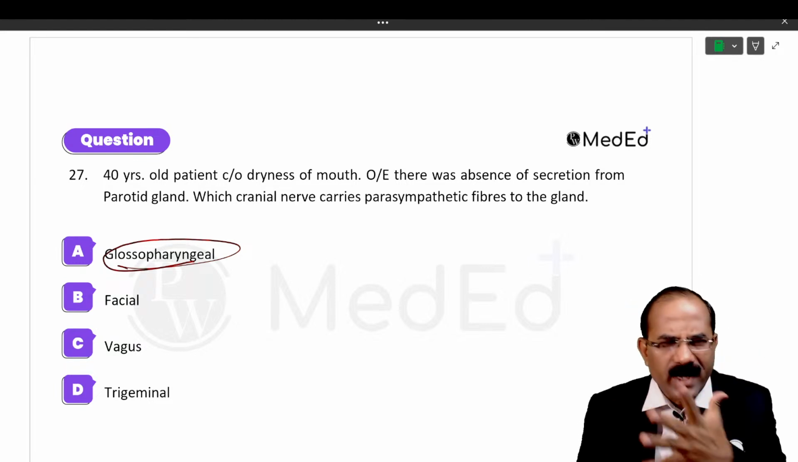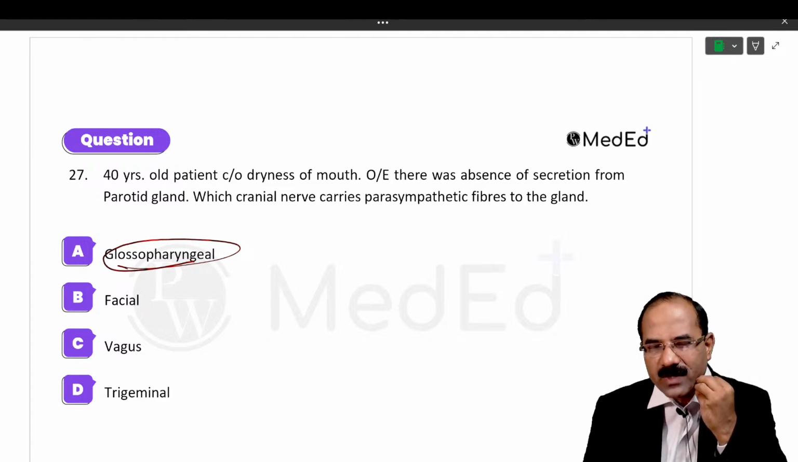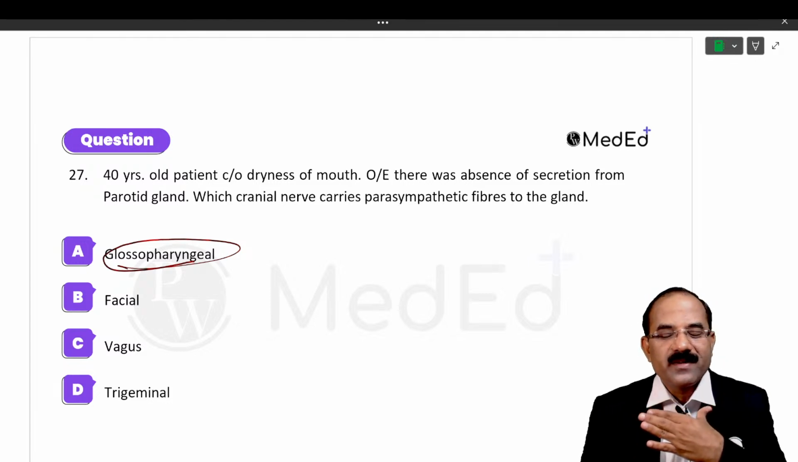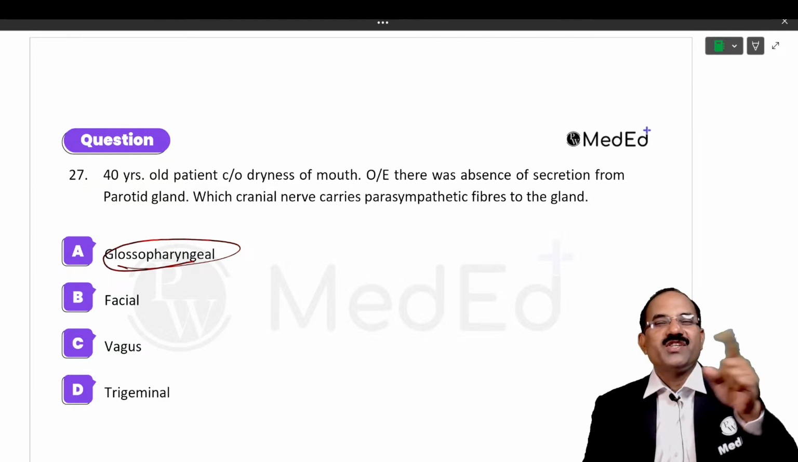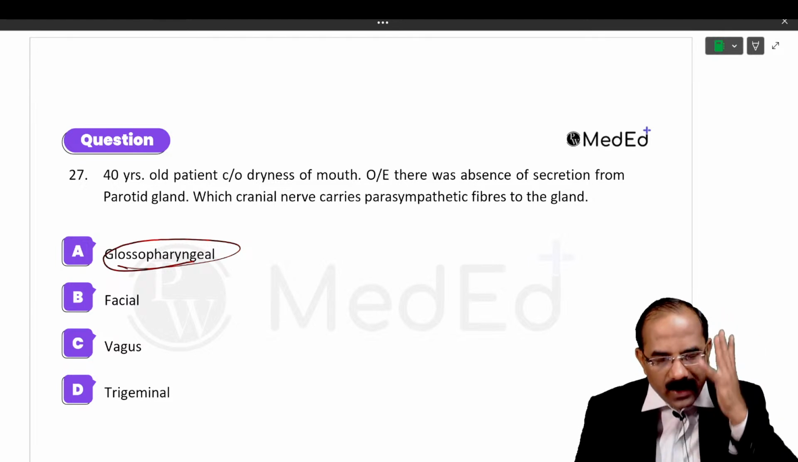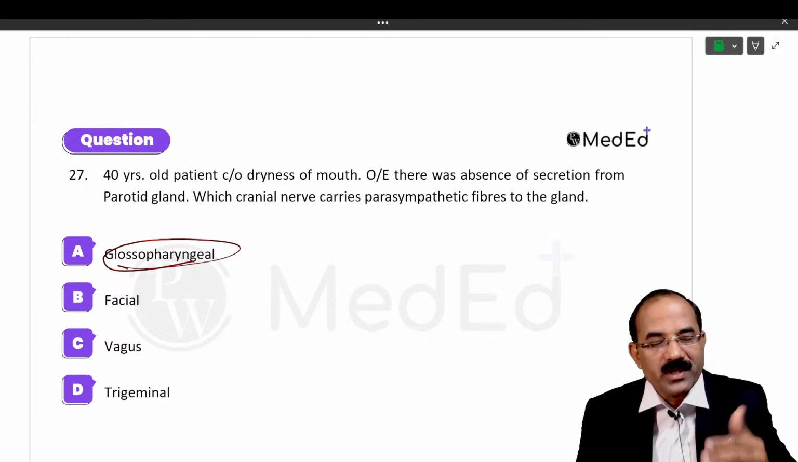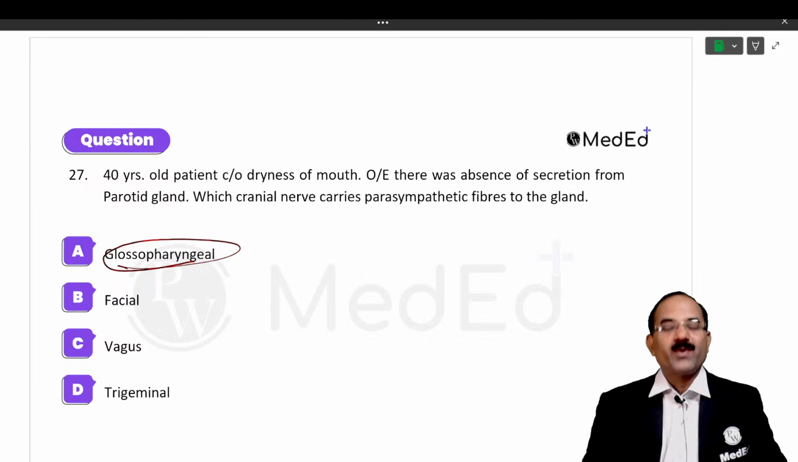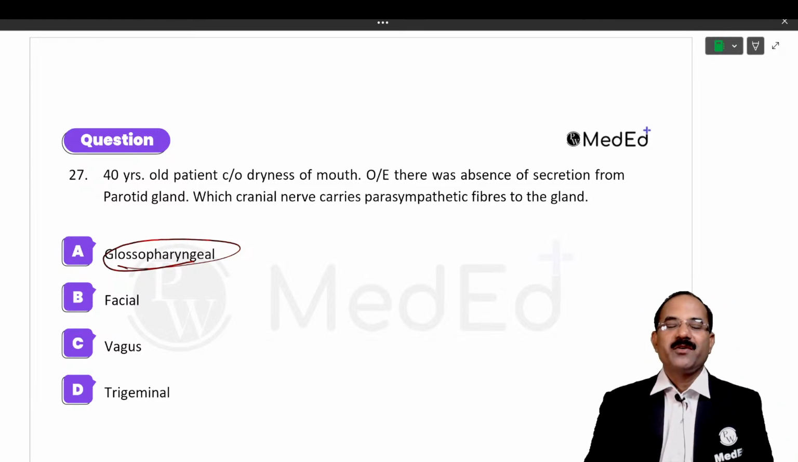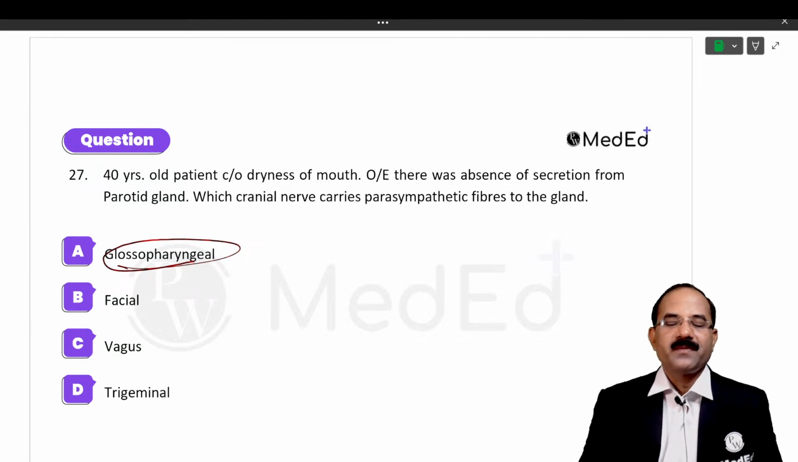बाकी जितने भी glands हैं, submandibular, sublingual, the lacrimal, the nasal, the pharyngeal, इनको कौन supply करता है? Facial nerve. So वो statement याद रखना बच्चों. All the glands of head and neck are supplied by facial nerve except parotid, which is supplied by glossopharyngeal nerve. Very good, Dr. Deepa. Very good, Dikshant.